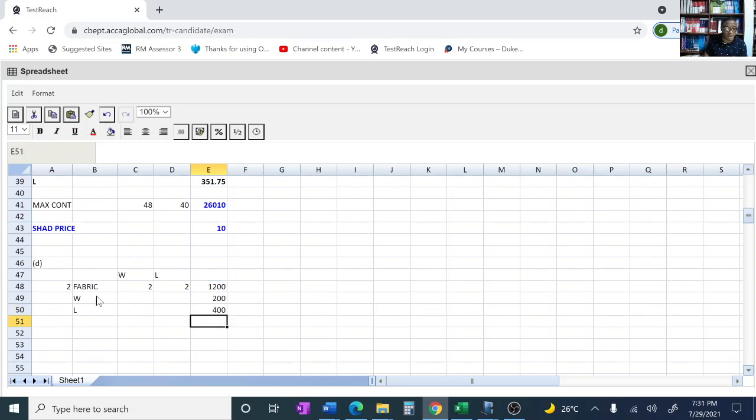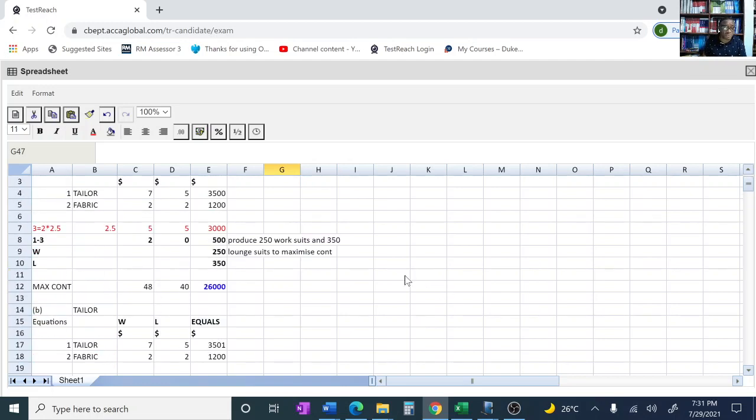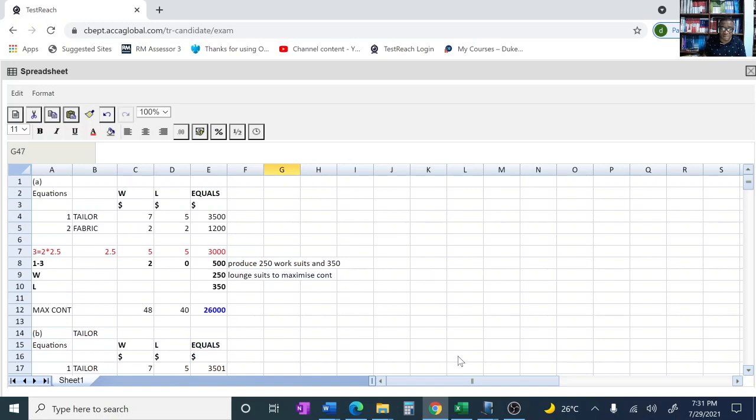So yes, the optimum production plan, and that's it. Question finished. They should now produce 200 units of worksuits and 400 units of that, and that's it. And that does it for this question. So the spreadsheet actually makes life much easier here.